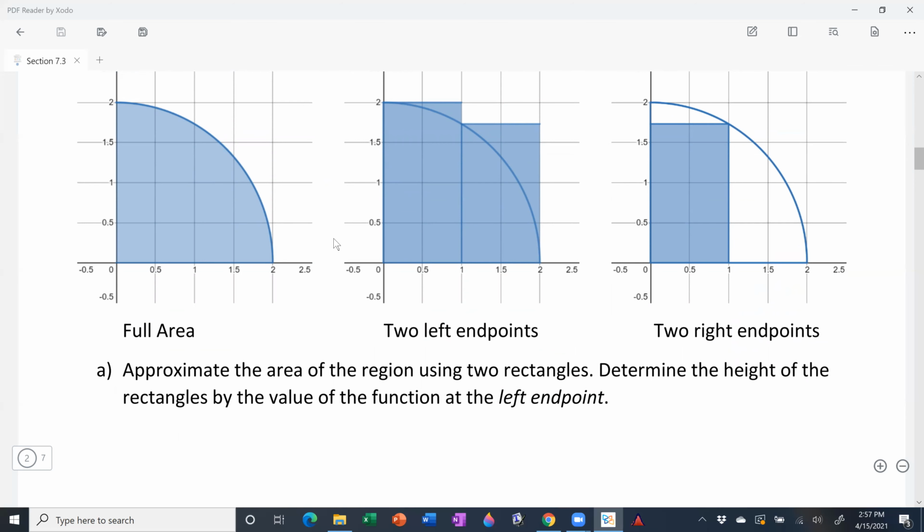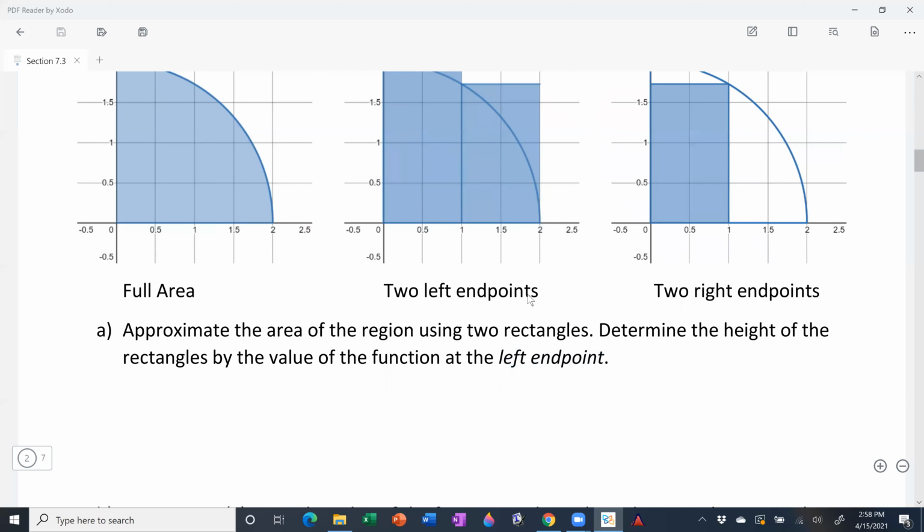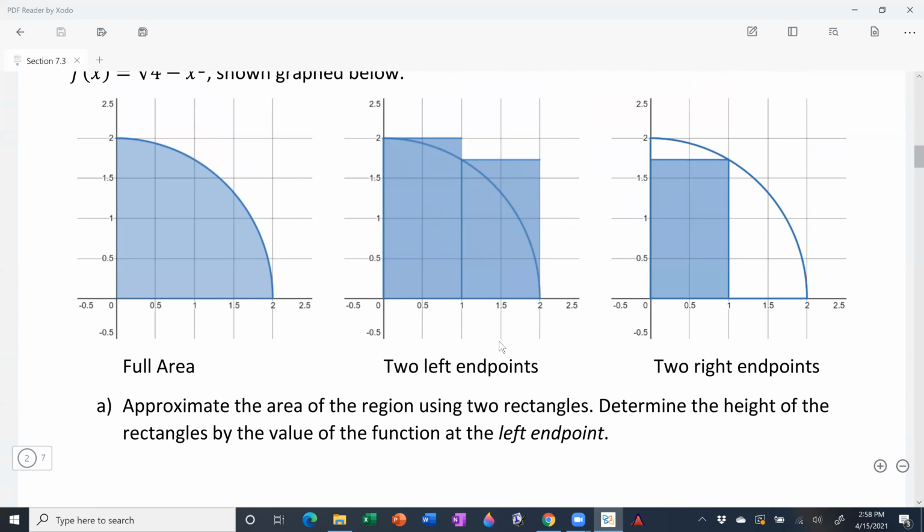So for the first approximation, let's do part A here. Let's approximate the area of the region using two rectangles. And we're going to determine the height of the rectangles by the value of the function at the left endpoint. This is going to be an important thing to keep track of. So I have this picture here, and if you're doing these types of problems and you don't have a picture, you should draw a picture because it helps us visualize this. So the way we want to think about it is we want to find the area of each one of these rectangles.